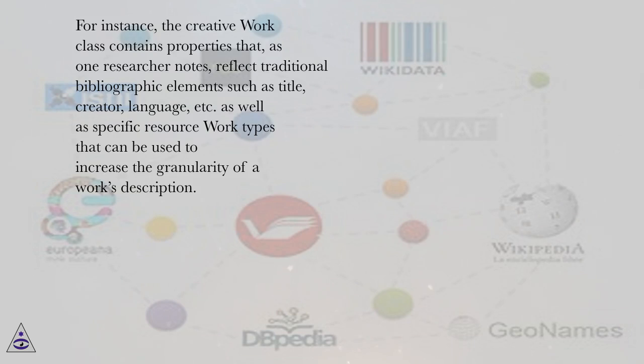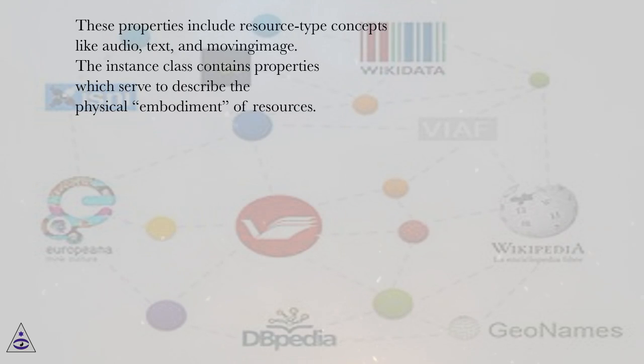For instance, the creative work class contains properties that, as one researcher notes, reflect traditional bibliographic elements such as title, creator, language, etc., as well as specific resource work types that can be used to increase the granularity of a work's description. These properties include resource type concepts like audio, text, and moving image.